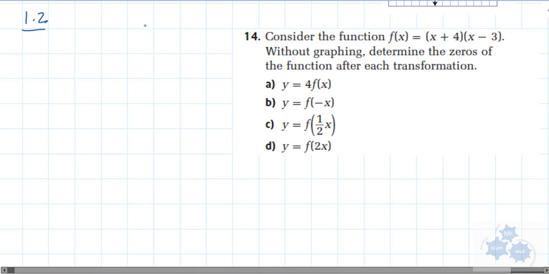So if we look at number 14 on section 1.2, you had problems specifically with C? Did you get A and B? Okay. Let me just quickly go over A and B for anyone else that might be struggling.